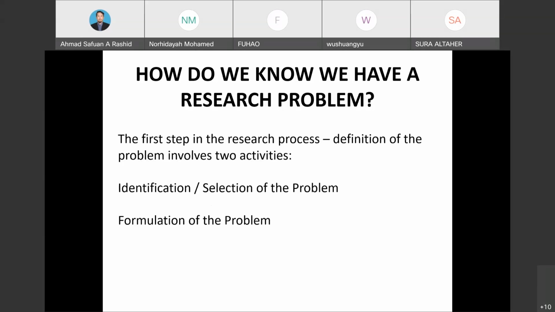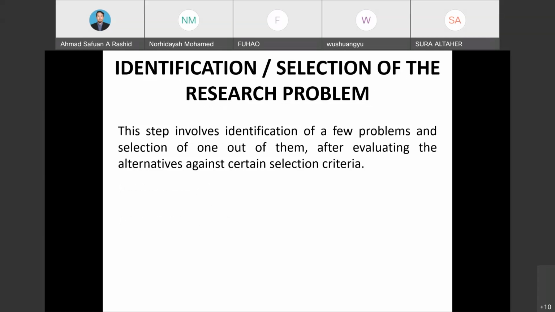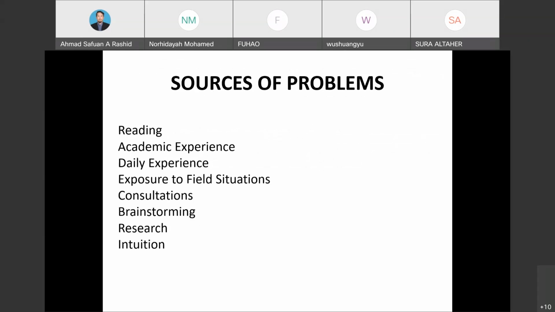Okay, identification and selection of the problem, formulation of the problems. We discuss the problem formulation in the afternoon, after 2, so we try to complete this before 3. This step involves identification of a few problems and selection out of them after evaluating the alternatives against certain selection criteria.